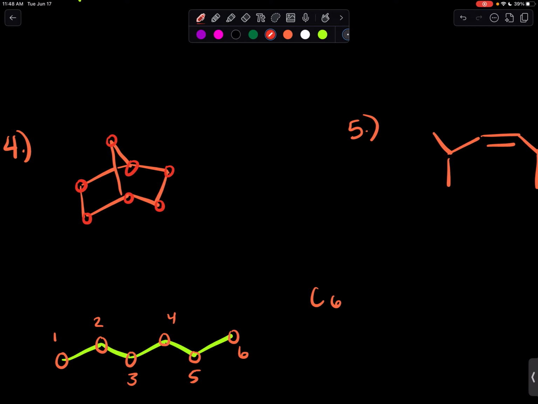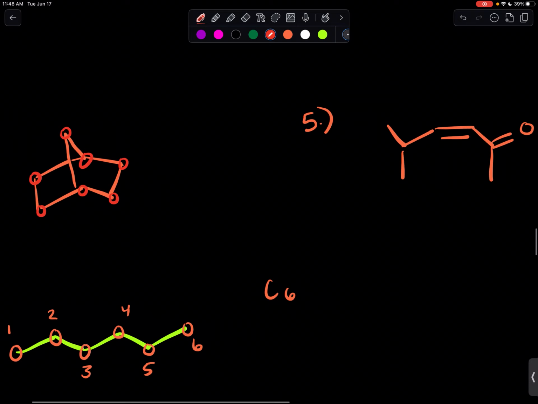1, 2, 3, 4, 5, 6, 7. So this is the same if we were to draw it as a kind of little messy structure. C. I'm just completing the lines, and wherever there's a circle, I'm just putting the carbon there.